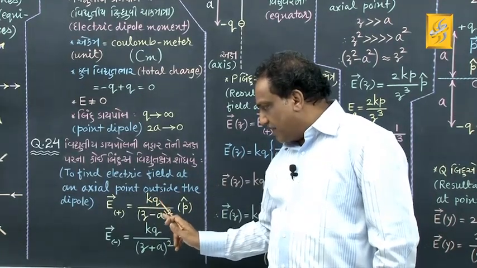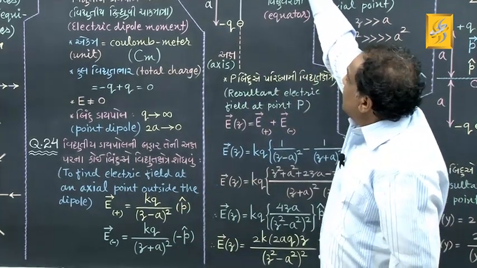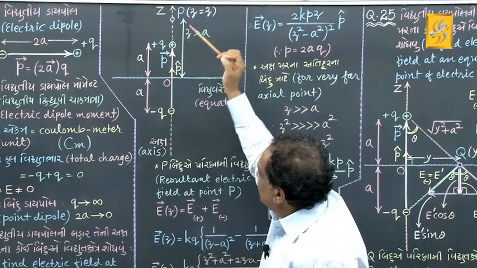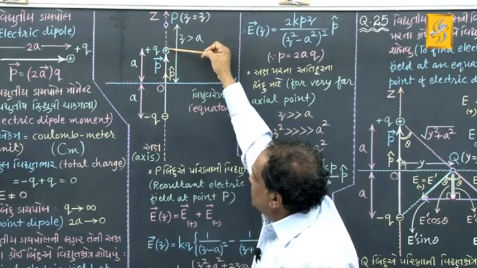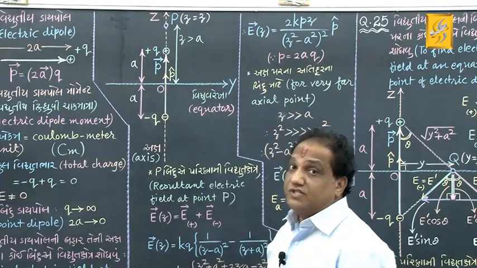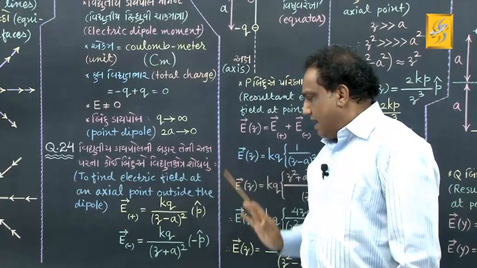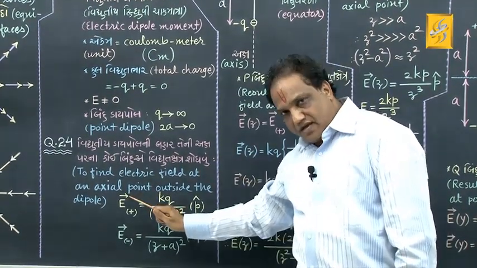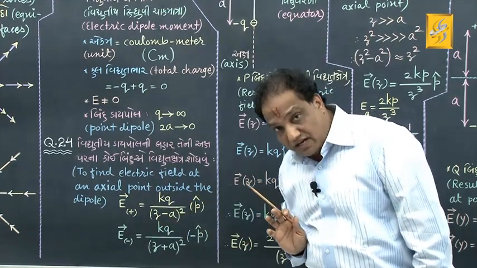K into charge, magnitude of charge is q, upon distance square. Look, this much distance is z, correct? And this much distance is a. So, what is this much distance? Distance of point P from this positive charge would be z minus a, and the distance square, okay? And multiplied by unit vector, because here I am writing the vector sign. Vector equals magnitude multiplied by unit vector.